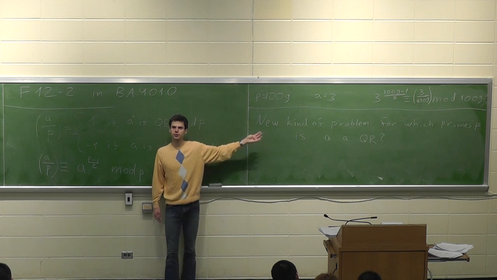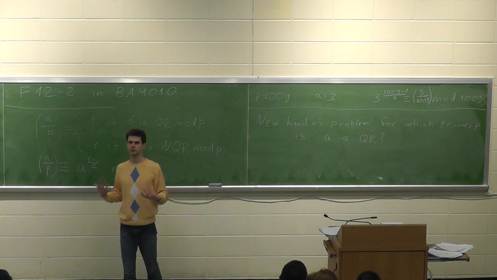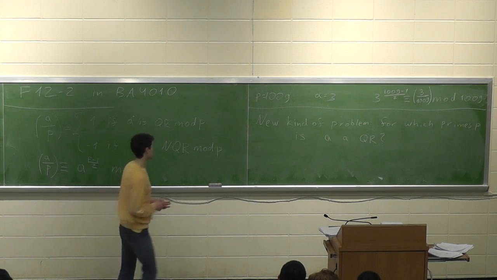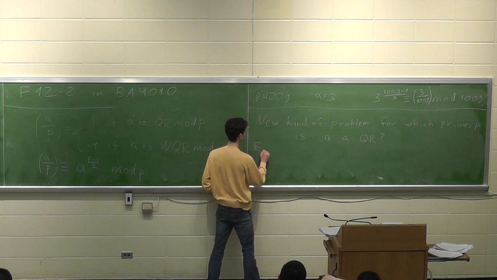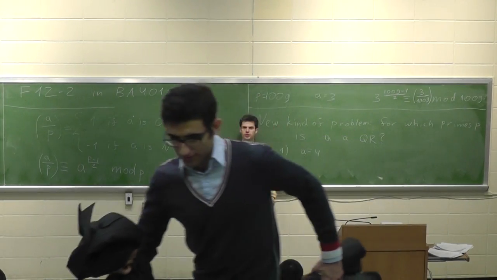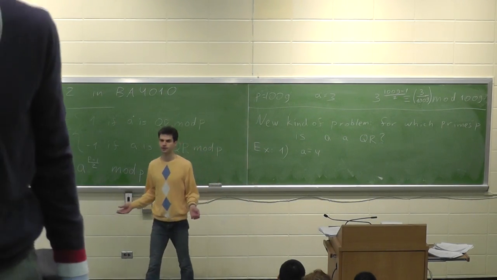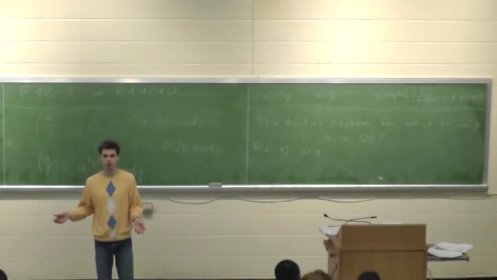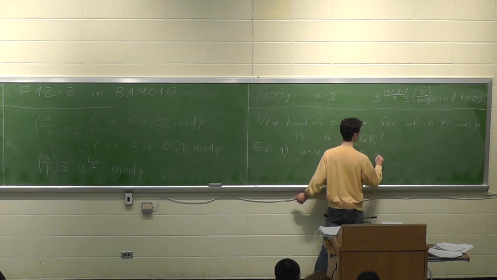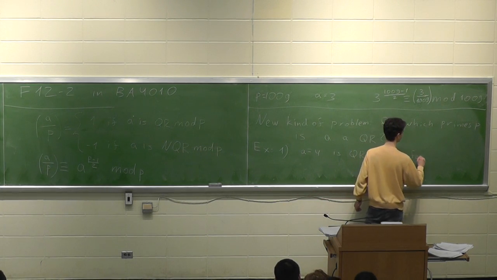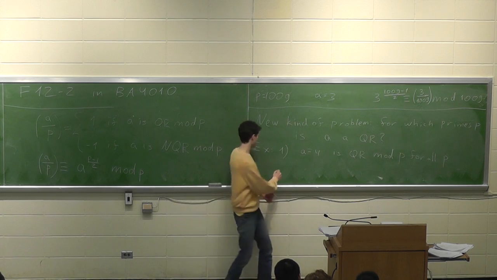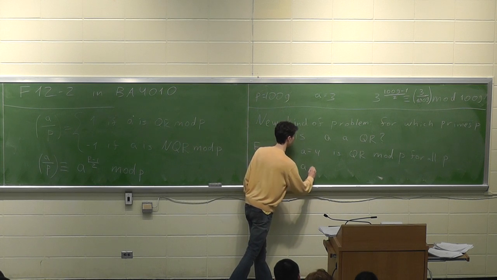Once again, our new kind of question is like this. Suppose I want to know all the primes p for which some given number a is a quadratic residue. Well, some simple examples. An example of a, which we had before, is 4. It is a quadratic residue modulo a prime, because it's always 2 squared, modulo whatever. So it is a quadratic residue modulo p. That's obvious.